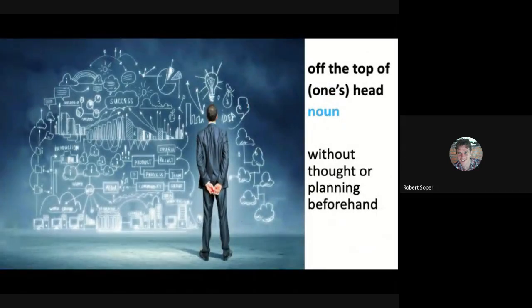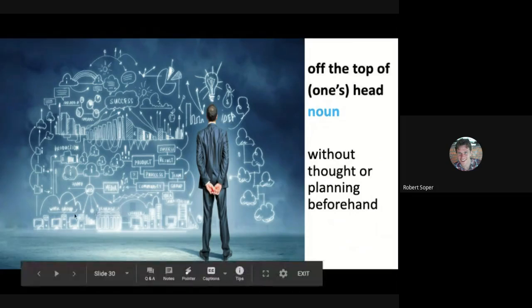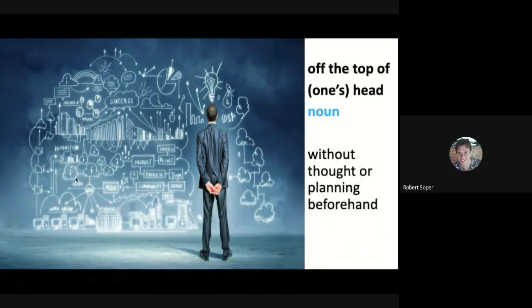Okay, this expression, off the top of one's head, means without thought or planning beforehand. So if we look over at this image, we see this man has this complex plan, all of these little parts working in unison. This is all his idea. It's very complex, but its goal is to reach success. So he thinks if he puts all of these different components in place, he will be successful.